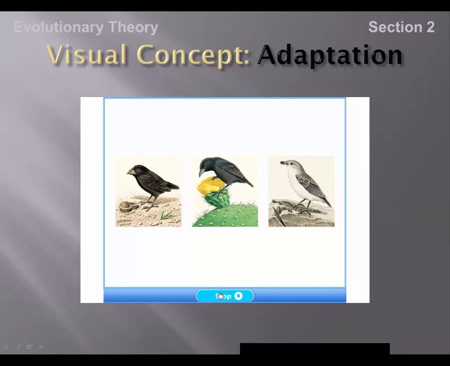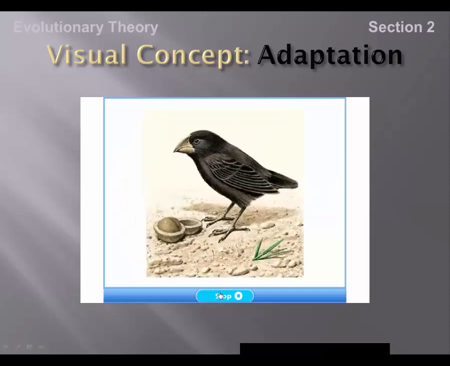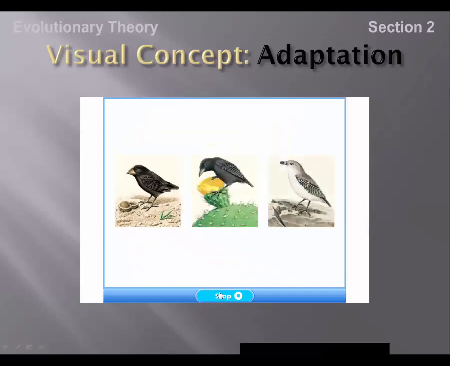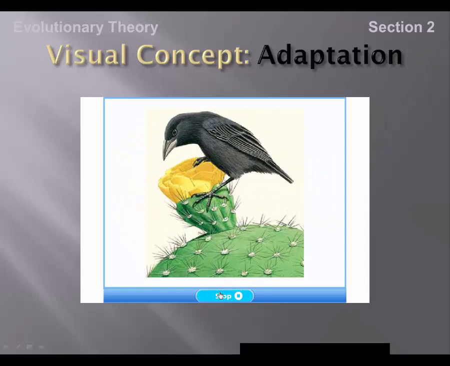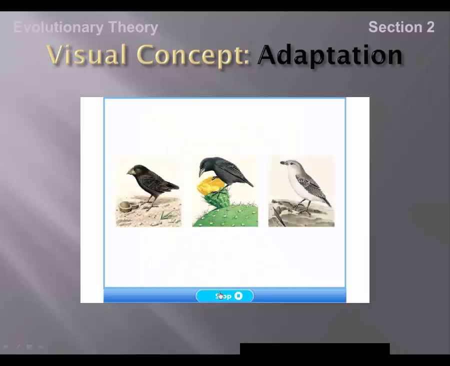These finches have all descended from a common ancestor. They look different because they have adapted to different environments and food sources. The large ground finch has a heavy, strong beak adapted for cracking big, hard seeds. The cactus finch has a tough beak that acts like a pair of needle-nosed pliers. It is adapted for eating cactus and its nectar.